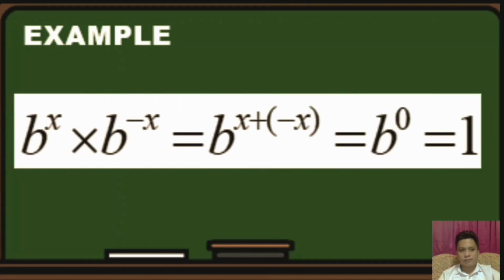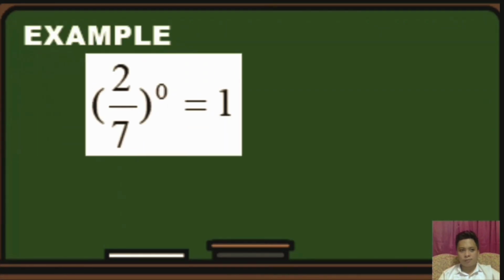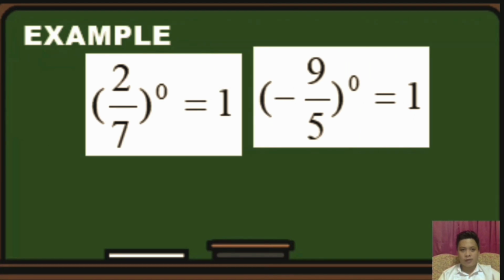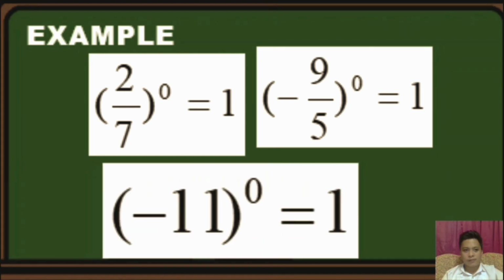Another example, b raised to x times b raised to negative x is equal to, copy the base b, add the exponents, and the result is 0. b raised to 0 is equal to 1. Another example, 2 over 7 raised to 0, any number raised to 0 is equal to 1. Negative 9 over 5 raised to 0 is equal to 1. Negative 11 raised to 0 is equal to 1.